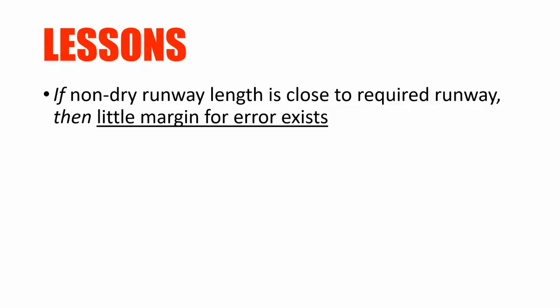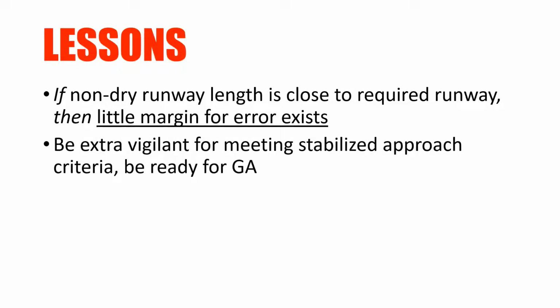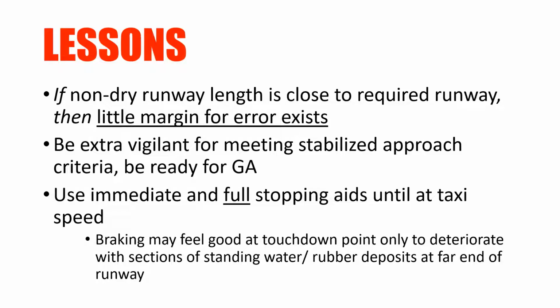There are some lessons we can take away from looking at the accident history of landings on non-dry runways. One is that on a non-dry runway, if the physical length is close to what we have calculated as the required length, there is very little or no margin for error. We need to be extra vigilant about meeting stabilized approach criteria. We need to be spring-loaded to think about a go-around in these situations if we are not completely stabilized. And we need to use all of the stopping aids available to us until taxi speed.